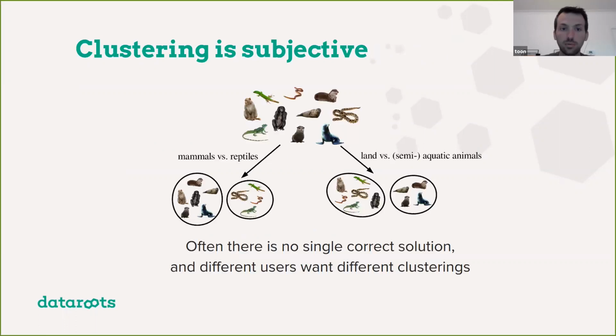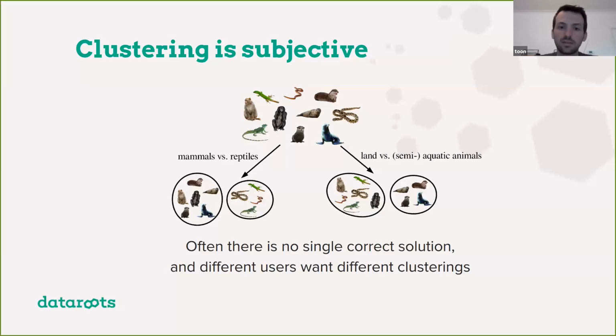To really stress this point that clustering is inherently subjective, I have this toy data set here of a couple of animals. And if I ask you to cluster this data, some of you might say, well, I'm going to group the mammals together in one cluster and the reptiles in the second cluster, which is a perfectly fine clustering, but some might choose a very different clustering. For example, by grouping the land animals in one cluster and the semi-aquatic animals in the second cluster. So both solutions are, of course, correct or valid. It just depends on what you're interested in.